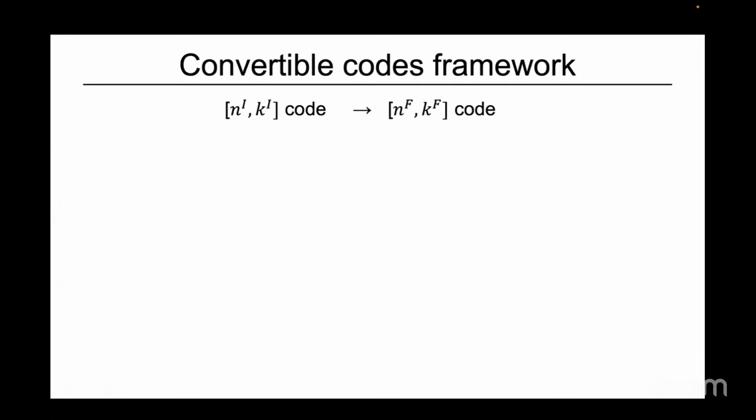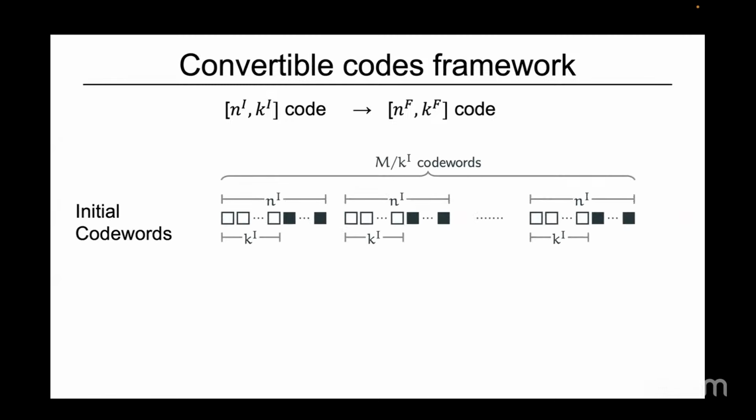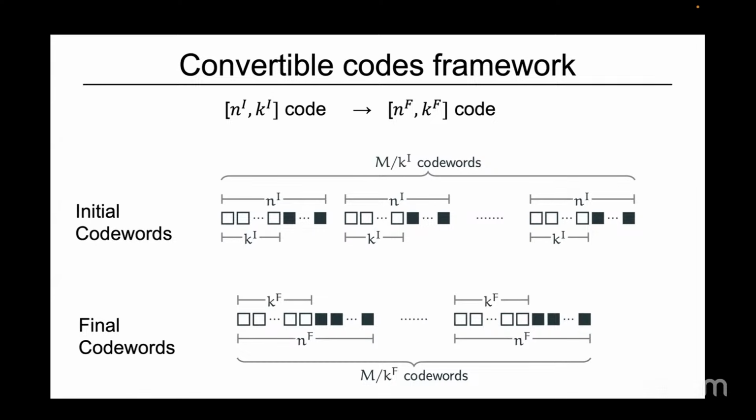Okay, so let's see it pictorially. We have an NI, KI initial code going to an NF, KF final code. So we have M, where M is the LCM of KI and KF. So we have M over KI initial code words, right? Because we have LCM of KI, KF message symbols that get divided into these many initial code words. And then in the final configuration, that is after conversion, you have M over KF code words. Now these are code words of the code NF, KF. Okay, so this is the picture that we can keep in mind to represent convertible codes and the code conversion problem.